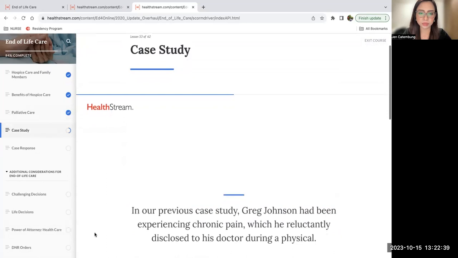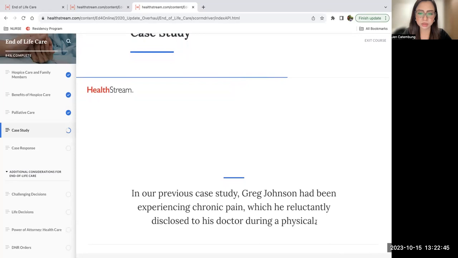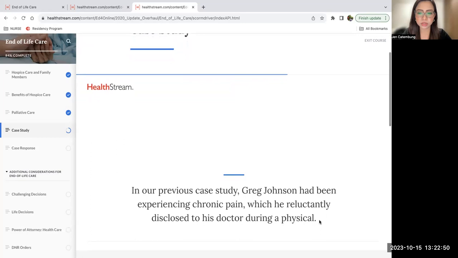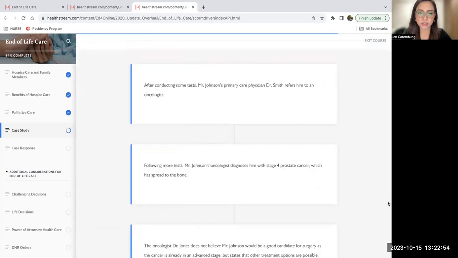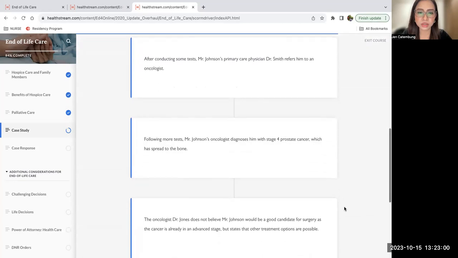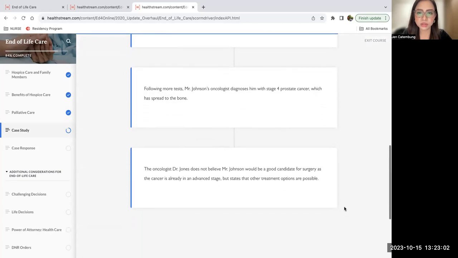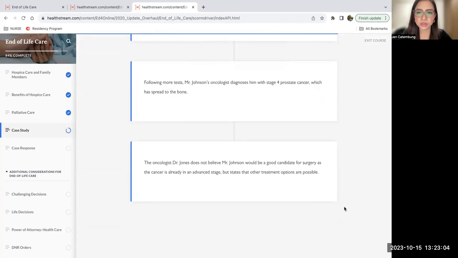Case study. In our previous case study, Greg Johnson had been experiencing chronic pain, which he reluctantly disclosed to his doctor during a physical. After conducting the test, Mr. Johnson's primary care physician, Dr. Smith, refers him to an oncologist. Following more tests, Mr. Johnson's oncologist diagnoses him with stage 4 prostate cancer, which has spread to the bone.